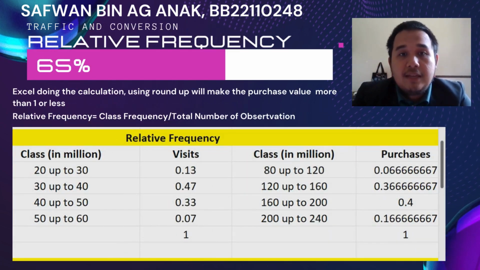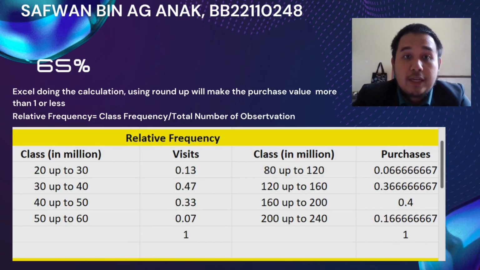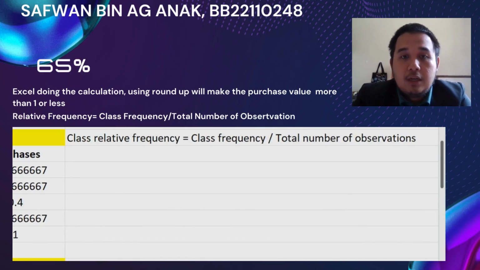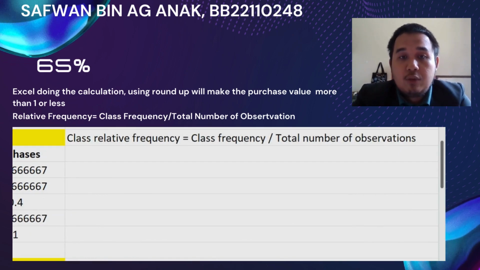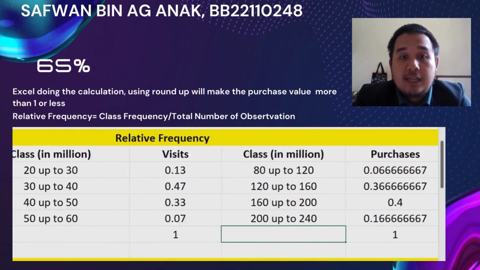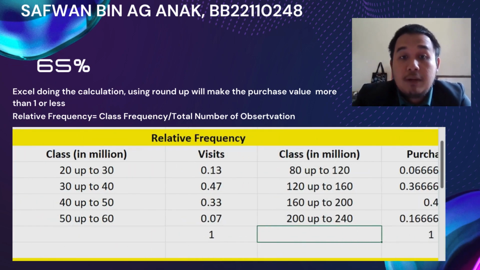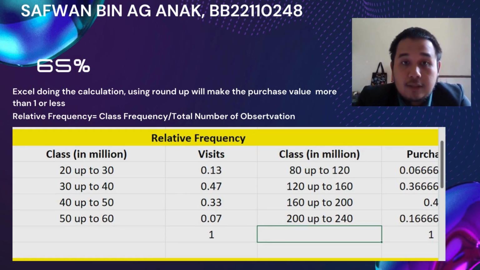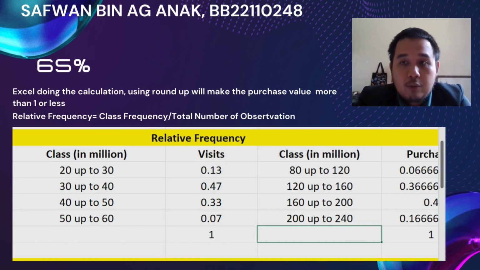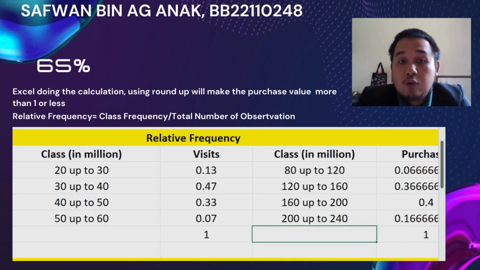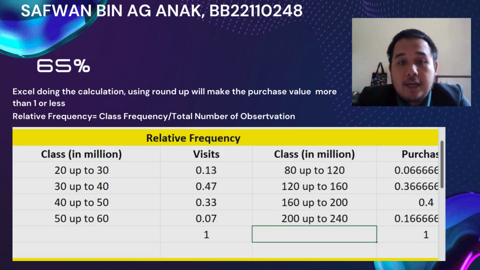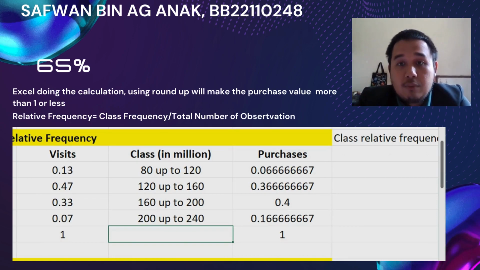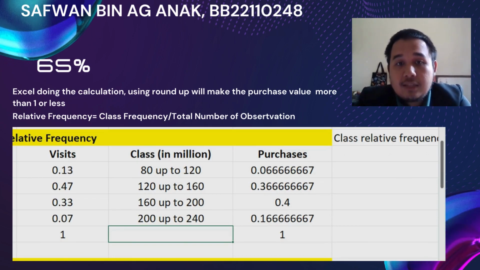The next part is relative frequency, where we can look at the table, which already states the formula for relative frequency, equal to class frequency divided by the total number of observations. As we know, it's 30, and with the visits we get the value 1. Also for the purchases we got 1. We don't round up the numbers and we let them become so long because we use Excel.